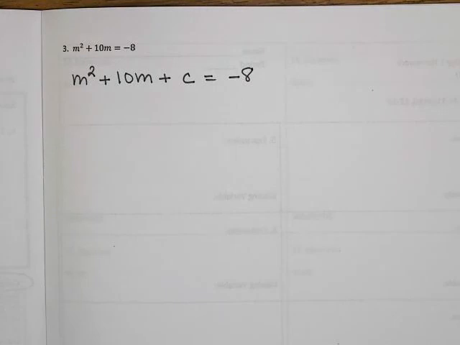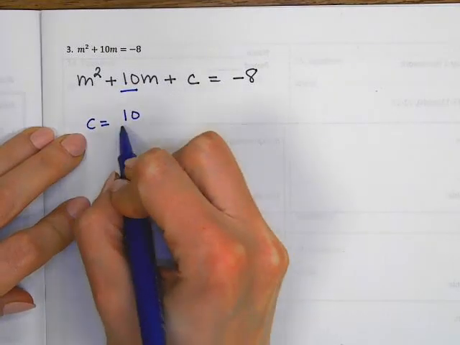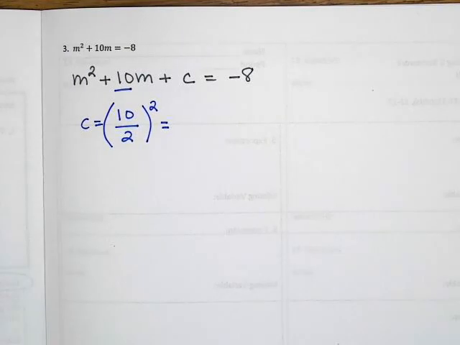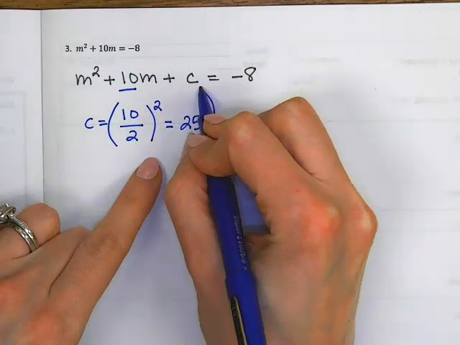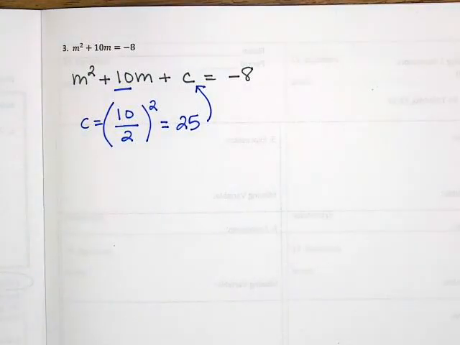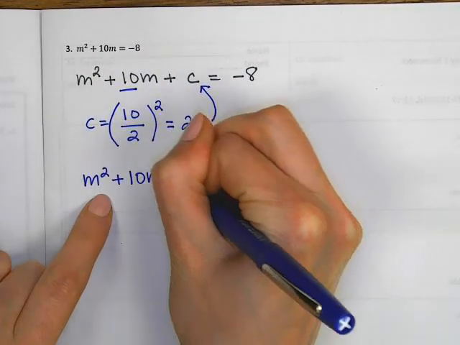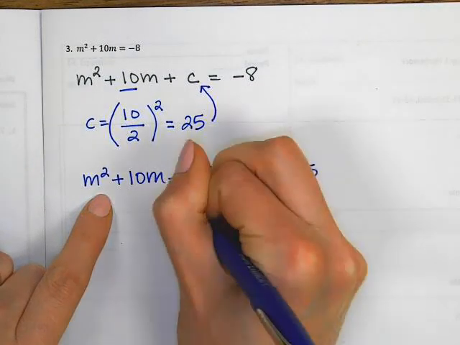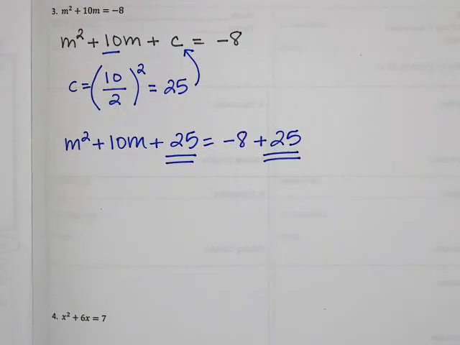And remember, to find c, it's a formula. It's b divided by 2 squared. So what's that? b divided by 2 squared is 10 divided by 2 is 5, squared is 25. So that goes in for c. Let's rewrite the problem with 25 plugged in, but we got to be fair. If we added 25 to the left side, we have to balance it off by adding 25 also to the right side.